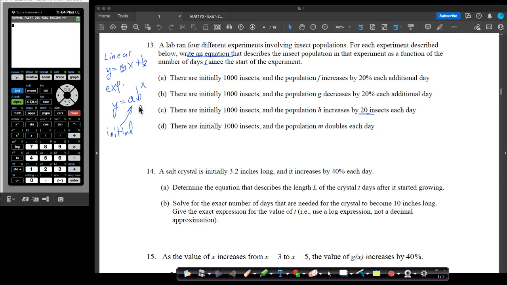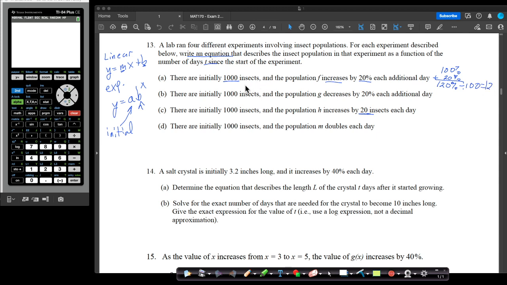And then b is sort of the rate. It's the percentage either above or below 100, depending upon whether they're increasing or decreasing. And we'll see how that works. So for A, we have 1,000 insects starting initially, and it's increasing by 20% each day. So an increase means we always start with what we had, 100%, and in this case we're going to add 20% to that each day. So that's 120%. And then we're going to divide this by 100 to turn it into a decimal, right? 1.2.